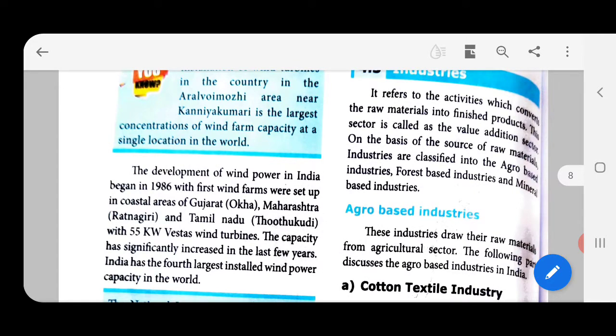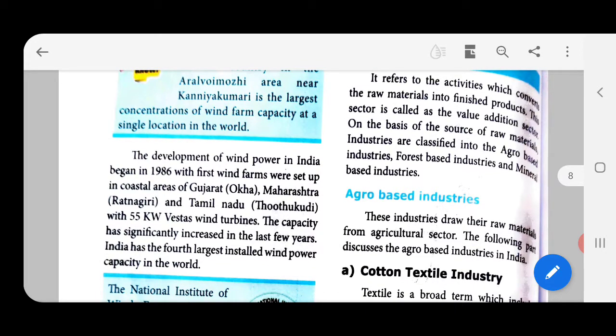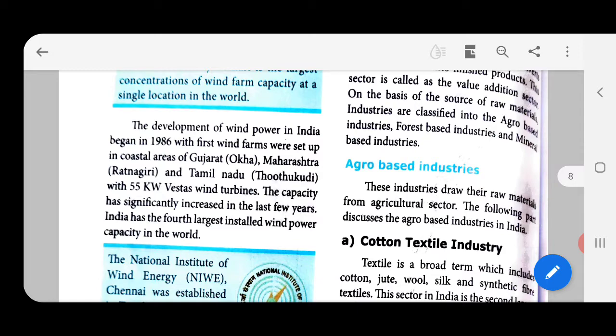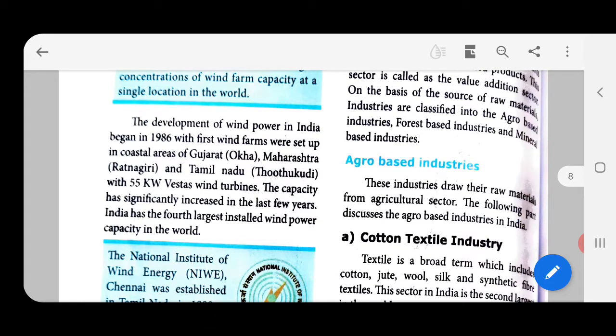On the basis of the source of raw materials, industries are classified into three types: agro based industries, forest based industries and mineral based industries. So on what basis? On the basis of how they get the raw materials for those industries.